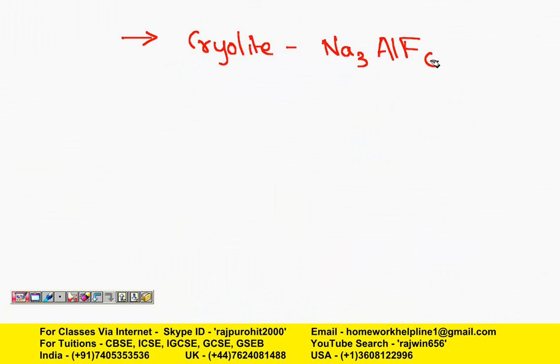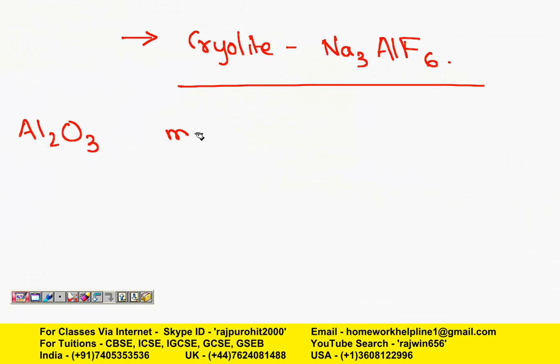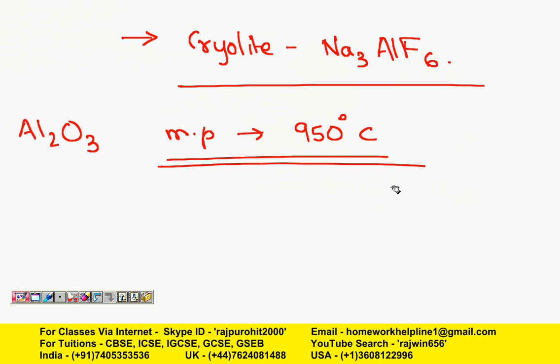Which are these substances added? The first substance that is added is cryolite, that is Na3AlF6. Now on addition of these substances, the mixture has a melting point of 950 degrees Celsius, which is below 1000 degrees Celsius. So addition of cryolite will bring down the melting point of Al2O3 to 950 degrees Celsius. So this mixture will have the melting point 950 degrees Celsius.